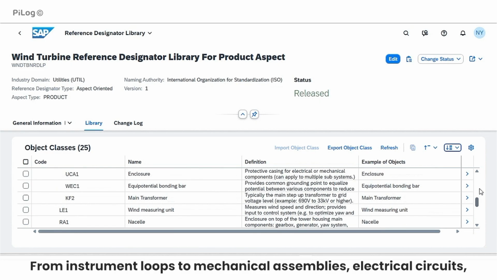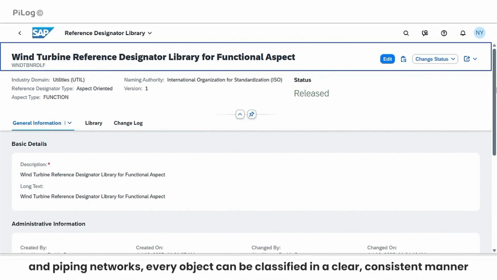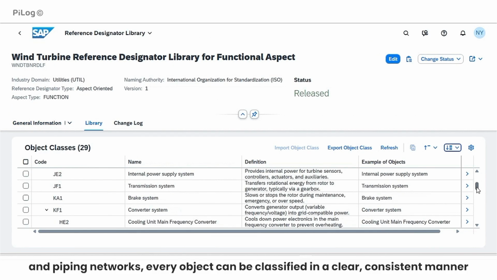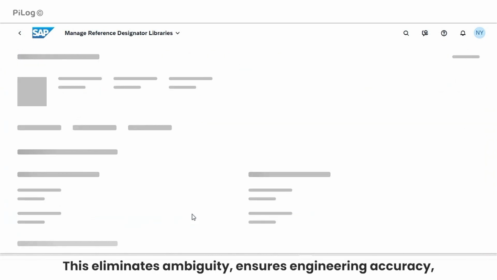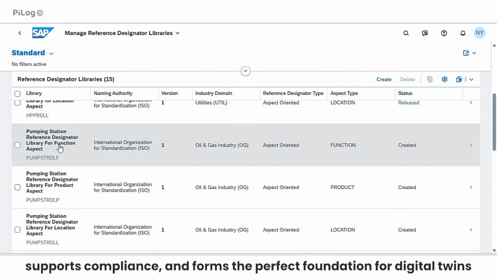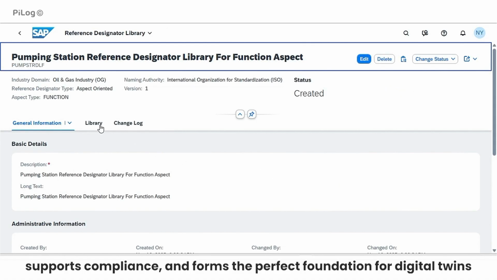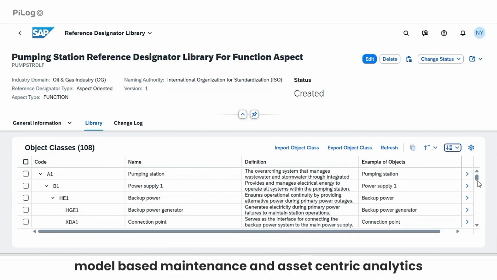From instrument loops to mechanical assemblies, electrical circuits, and piping networks, every object can be classified in a clear, consistent manner. This eliminates ambiguity, ensures engineering accuracy, supports compliance, and forms the perfect foundation for digital twins, model-based maintenance, and asset-centric analytics.